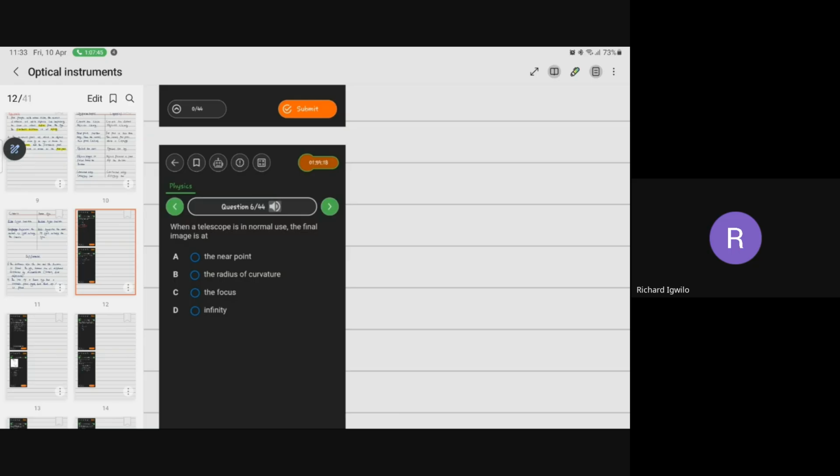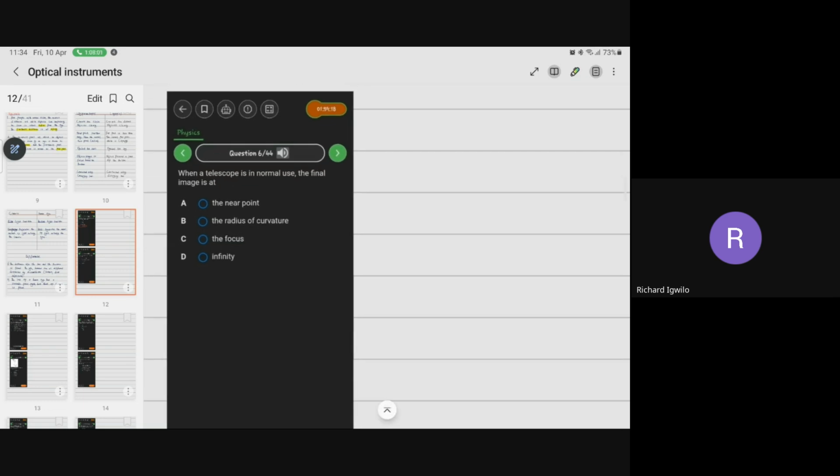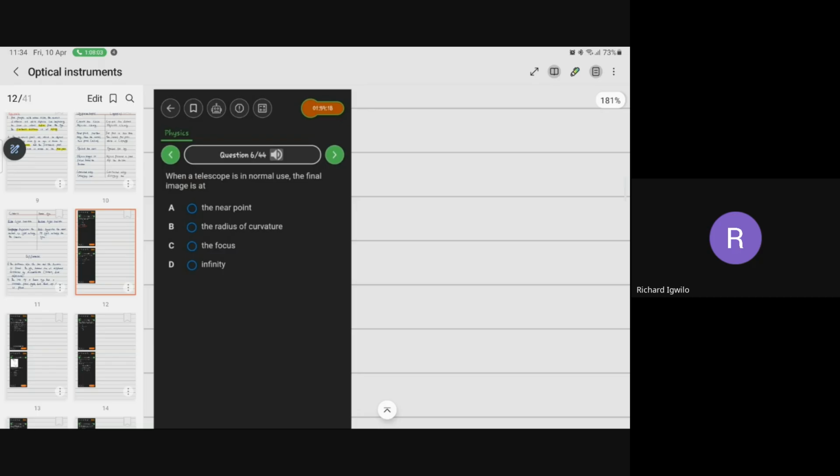Now the next one says, when a telescope is in normal use, normal adjustment. These are the kind of questions you'll be seeing. So when the telescope, microscope, no, this thing has not changed on my own screen. The network is dealing with me. Here it has changed, but on the other side it has not changed. I'm seeing the other slide.